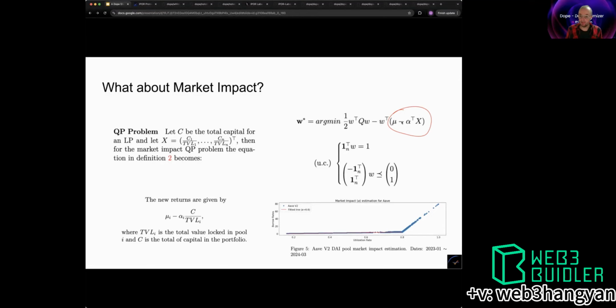I just want to highlight that I modified the equation a little bit to add market impact, where the returns of the asset now depend on how much money, or how much of the capital in percentage, we put on that pool. So it's basically dragging the returns down by a particular slope. This particular model has a couple of problems, which again is homework. Happy to talk about this at another moment.